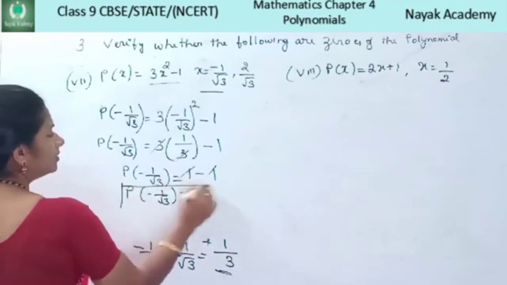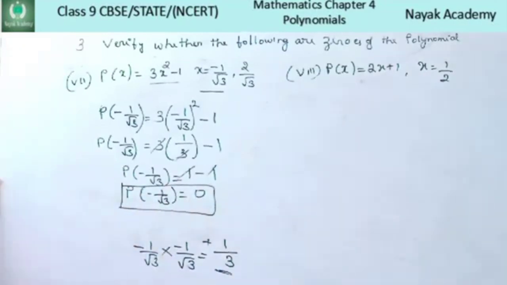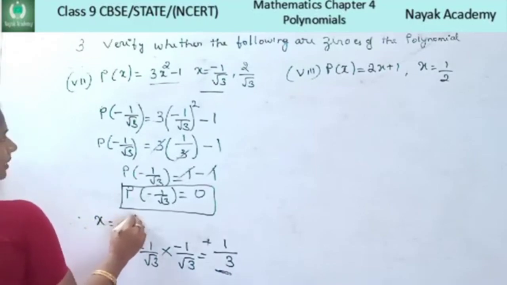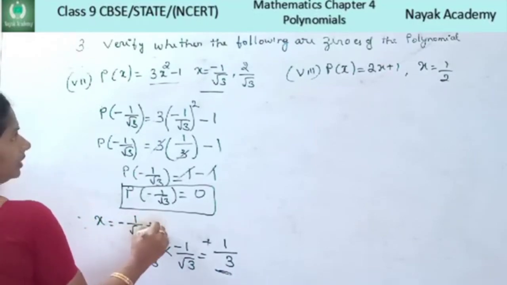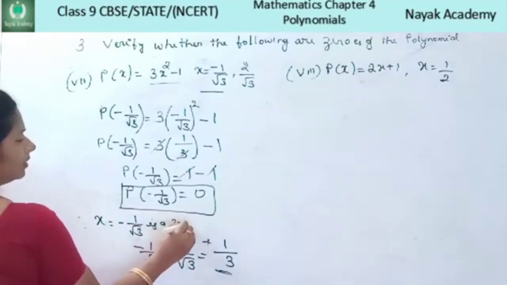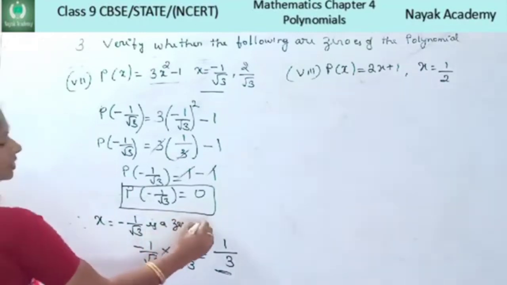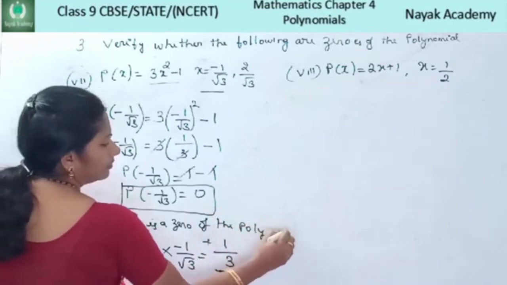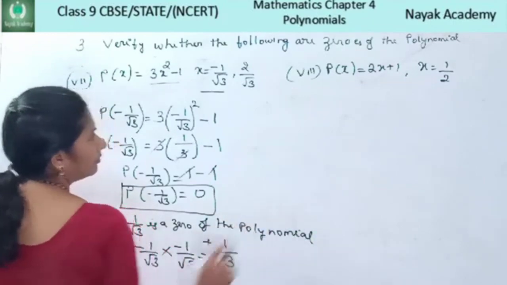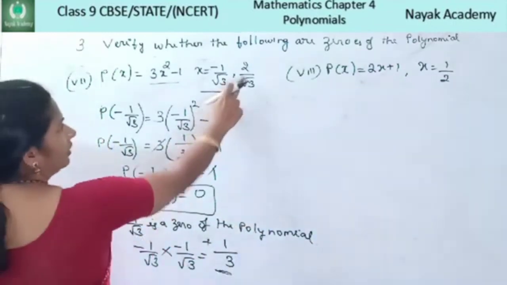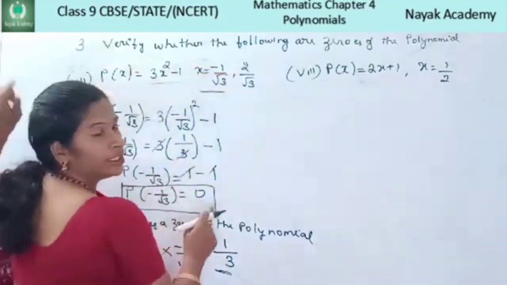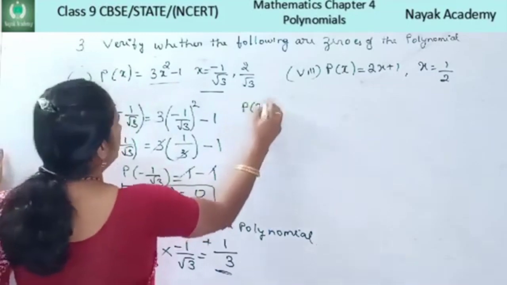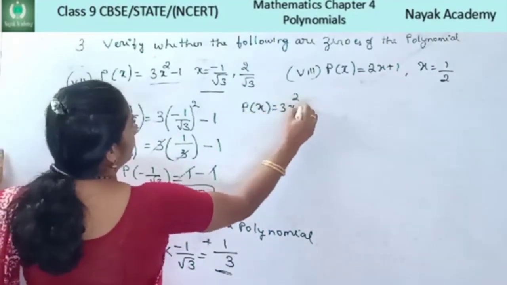Answer is 0. So what is your conclusion, children? Therefore, x is equal to minus 1 by root 3 is a zero of the polynomial. Now let us check whether x is equal to 2 by root 3 is a zero of the polynomial p of x. What is p of x, children? It is 3x square minus 1.